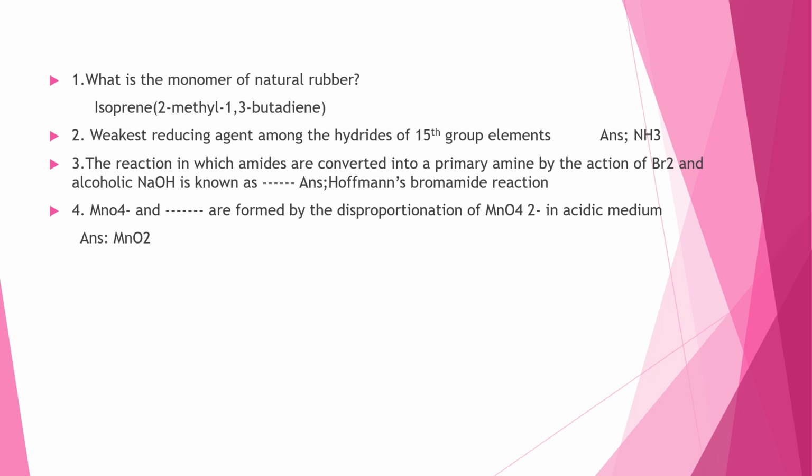Question number 3. The reaction in which amides are converted into primary amine by the action of bromine and alkali is known as Hofmann's bromamide reaction. Question number 4. MnO4 minus and MnO2 are formed by the disproportionation of MnO4 2 minus in acidic medium. When MnO4 2 minus reacts with acid, it will produce MnO2 and MnO4 minus.